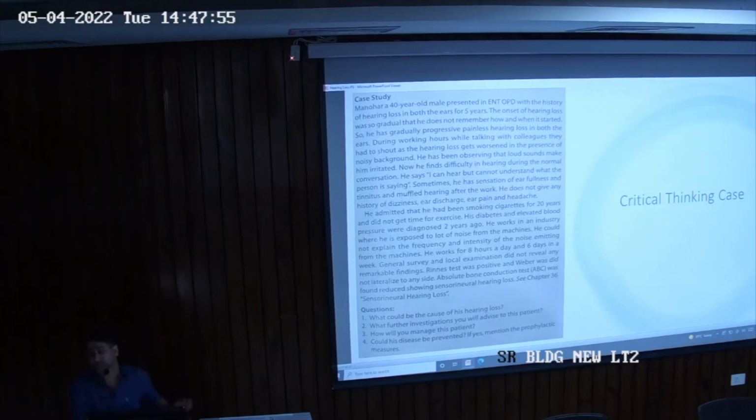So the questions here are, what could be the cause of hearing loss? Cause क्या हो सकता है इतनी बड़ी हिस्ट्री में, क्या कॉज लग रहा है? Loud noises, very nice. So it is a case of noise induced hearing loss. ठीक है, एक्यूट नहीं, क्रॉनिक है, लाउड नॉइज से क्रॉनिक एक्सपोजर की हिस्ट्री. What further investigation you will advise to this patient?